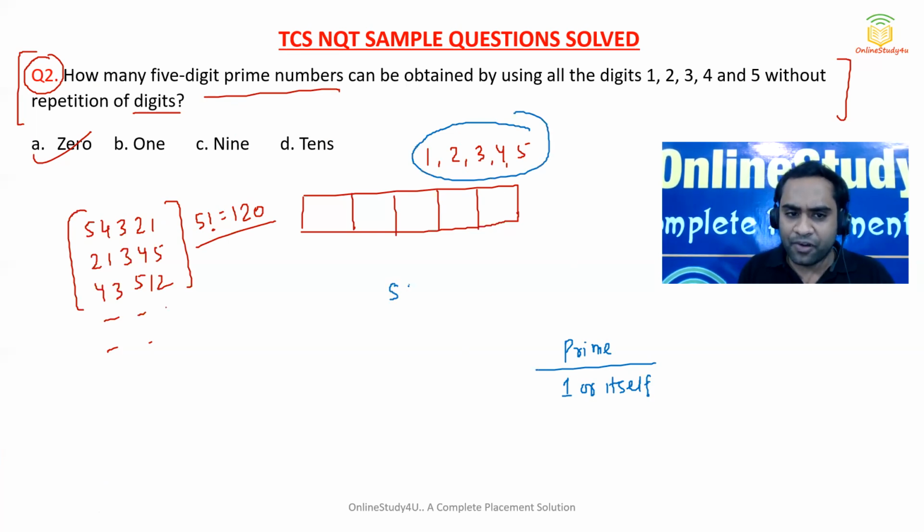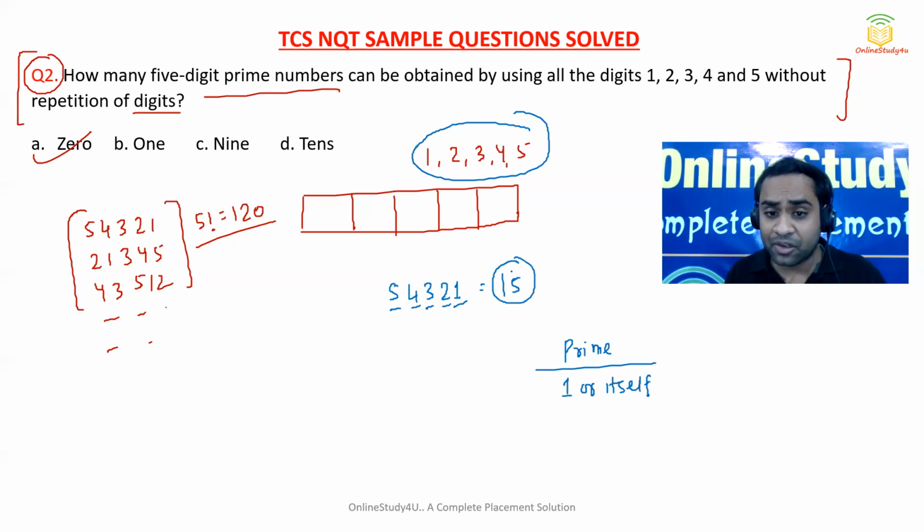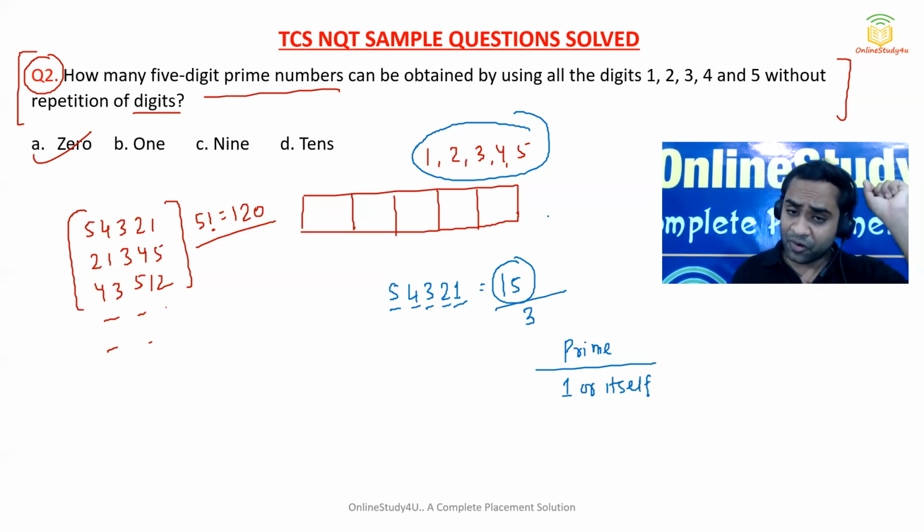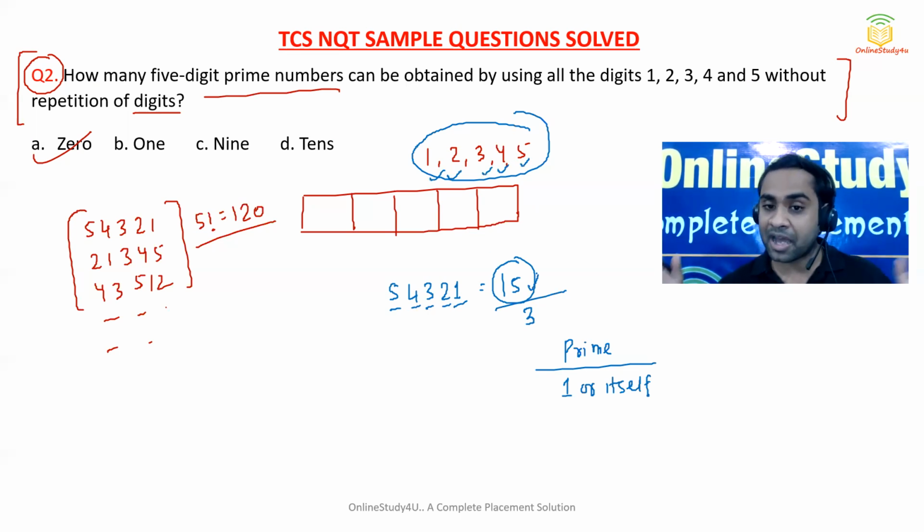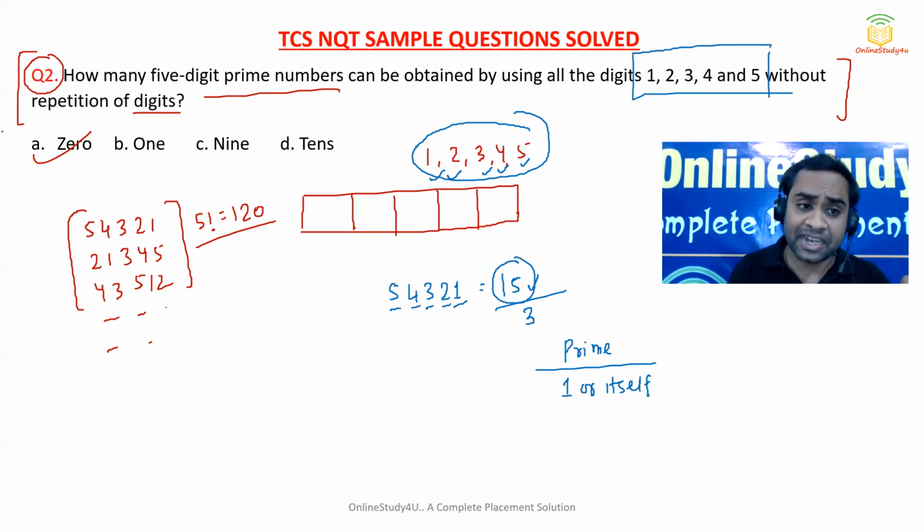Now whatever number you make, if you take their sum, 5 plus 4 is 9, 9 plus 3 is 12, 12 plus 2 is 14, and 14 plus 1 will be 15. So whatever number you make, their sum is 15. That means it will be divisible by 3. If you make any 5-digit number using 1, 2, 3, 4, 5, that number's digit sum will always be 15, so that number will always be divisible by 3. So you cannot find any prime number using 1, 2, 3, 4, and 5. I hope this is clear to you, and the answer for question number 2 will be 0.